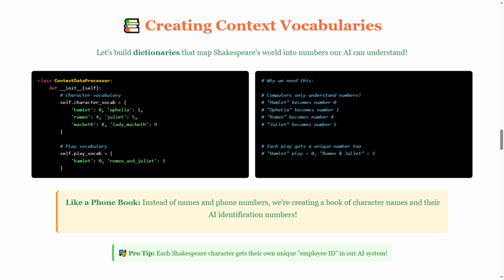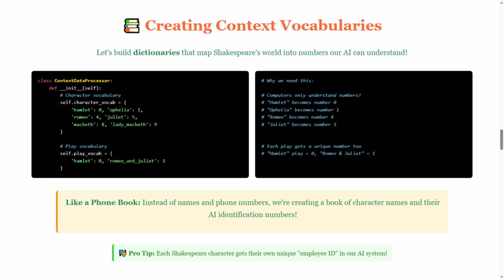Here's where we teach our AI the cast of characters. Since computers only understand numbers, we're creating dictionaries that translate Shakespeare's world. Our character vocabulary assigns unique numbers. Hamlet becomes 0, Ophelia becomes 1, Romeo becomes 4, and so on. It's like creating an employee database for Shakespeare's characters.